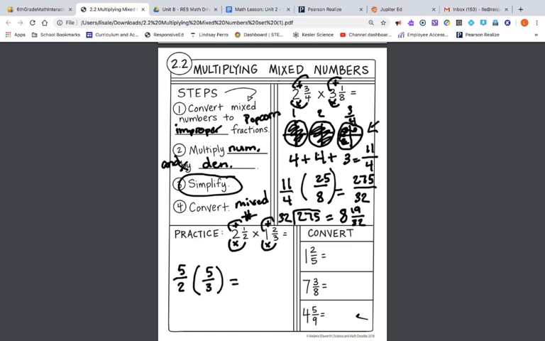Okay. And now just go straight across. 5 times 5 is 25. 2 times 3 is 6. You're going to popcorn that. Sorry, we're going to box top it. 25 over 6. But hopefully you know that's 4. That's 24. I have 1 left. So my answer is 4 and 1/6.